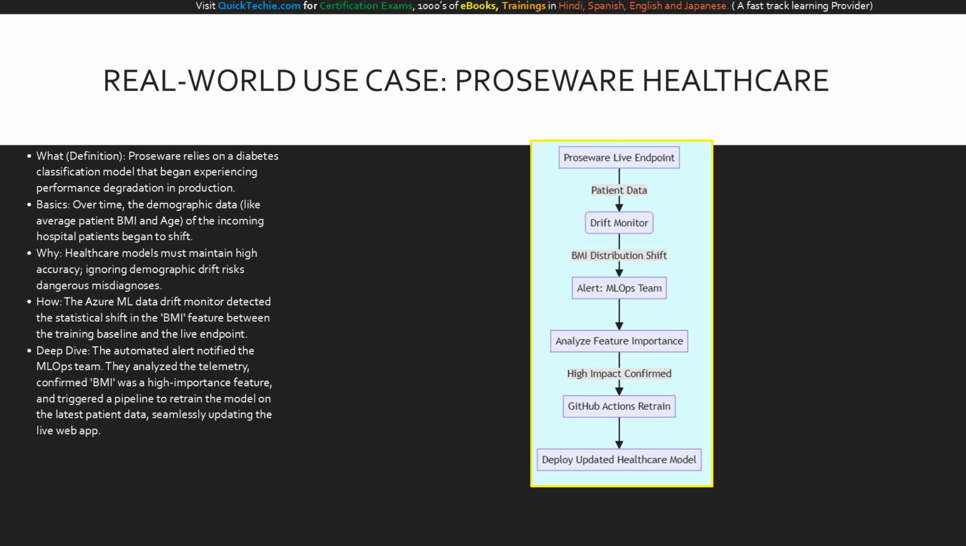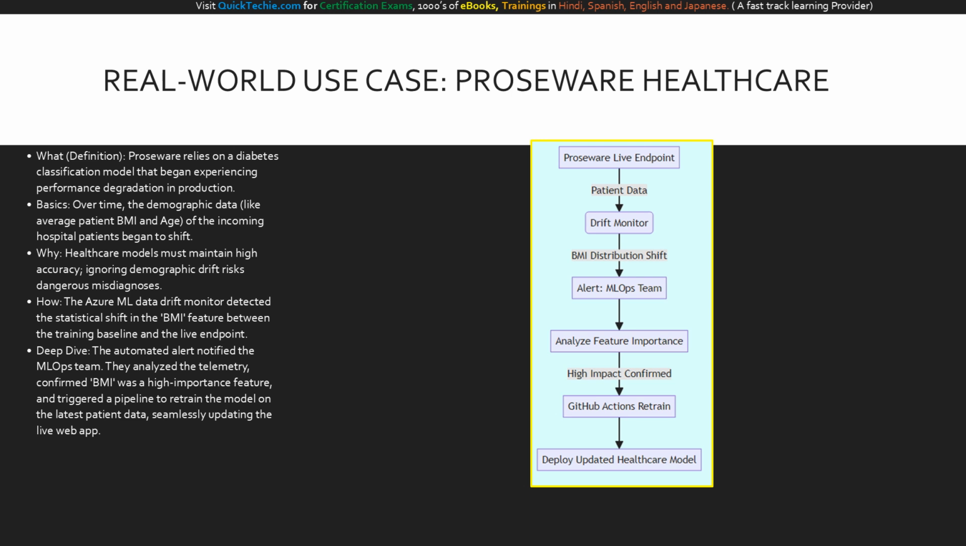The how. Prosware had configured an Azure ML data drift monitor. It automatically compared the inputs between the historical training data and the live inference endpoint, detecting a massive statistical shift in the BMI feature. For the deep dive, the monitor instantly notified the MLOps team. They opened the dashboard, saw that BMI was a crucial predictive feature, and immediately triggered their automated GitHub Actions pipeline. The model was retrained on the new demographic reality and safely deployed, completely mitigating the risk.